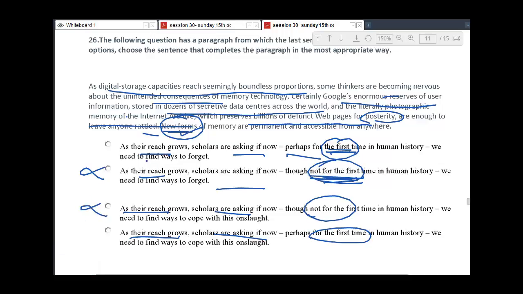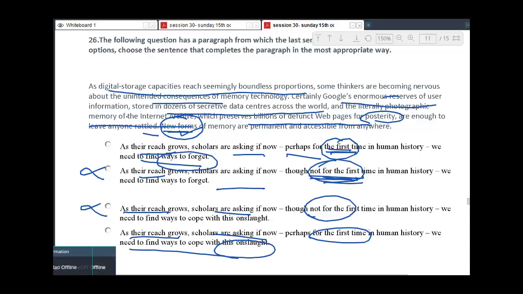We need to find ways to forget. We need to find ways to cope with this onslaught. You know what is onslaught? Onslaught basically means attack. Now, the author says that we must find ways to forget. Defunct pages are being preserved. Defunct pages means no longer in use.